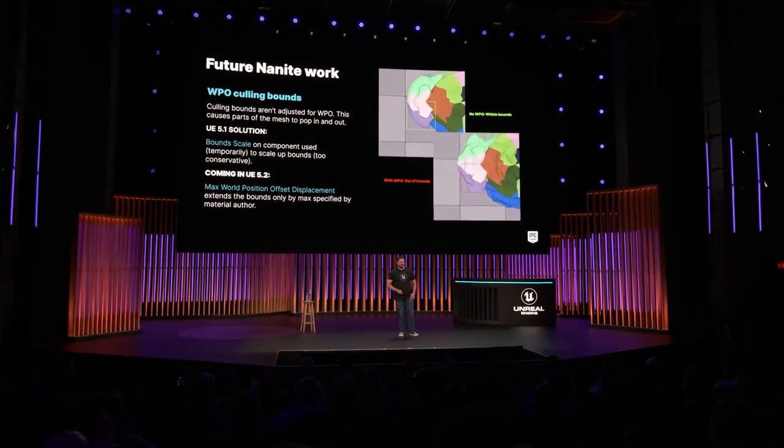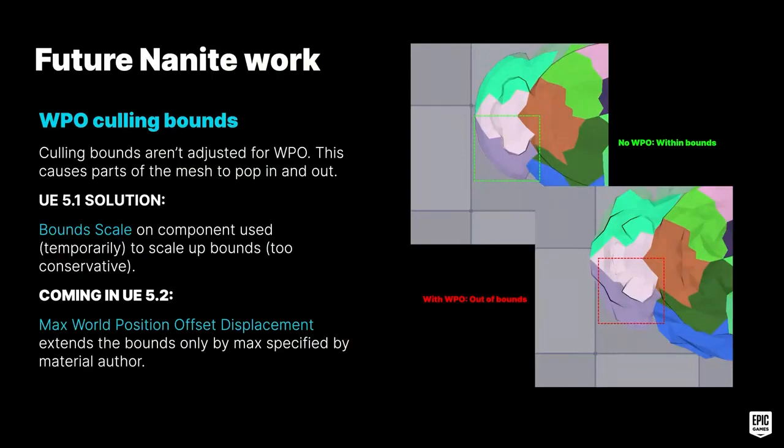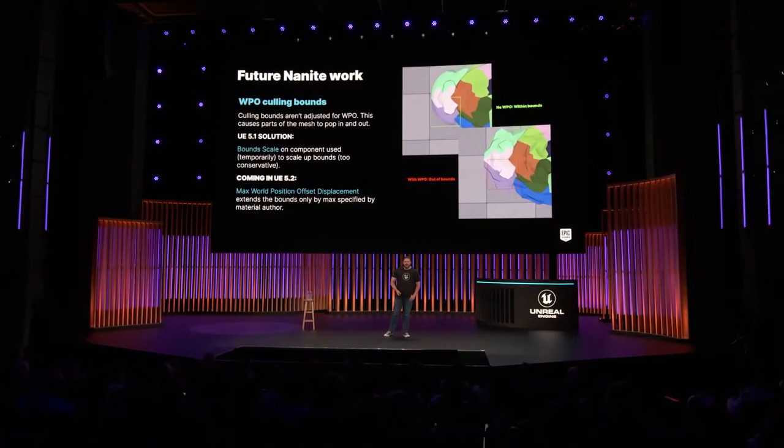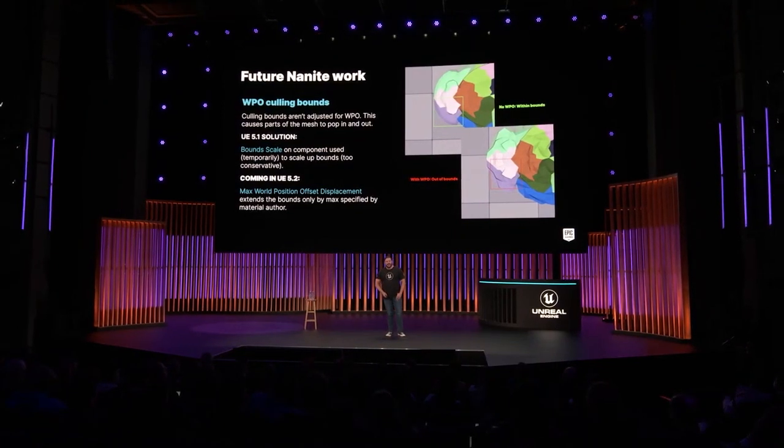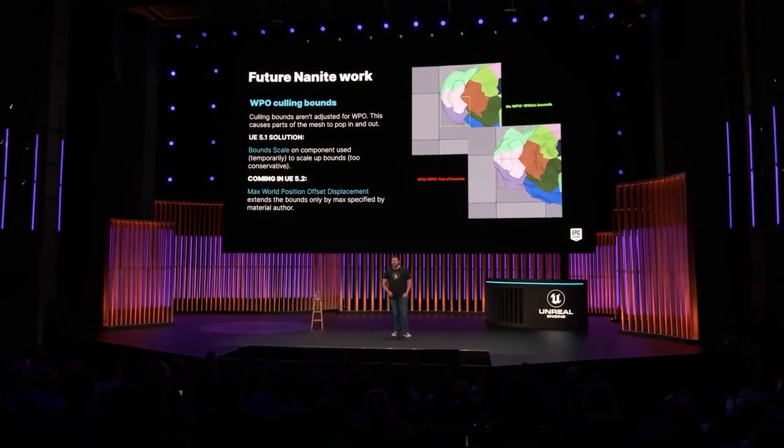I'd like to touch briefly on an issue with WPO that we're still working on. We currently can't easily account for WPO when culling clusters. Therefore, large WPO values can cause verts to fall outside of cluster bounds, causing parts of the mesh to pop in and out when the original bounds fall out of view or are occluded. For UE5.1, we used bound scale on the primitive component to arbitrarily scale up bounds as a temporary solution to help resolve these issues. However, scaling tends to make the culling bounds overly conservative, and it doesn't handle flat objects well. Coming in UE5.2, material authors can specify max world position offset displacement on the material itself to extend the bounds only by the worst case amount of displacement.